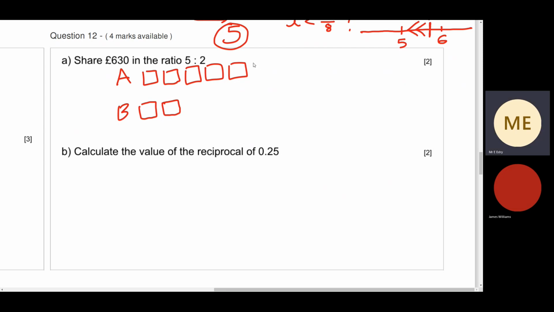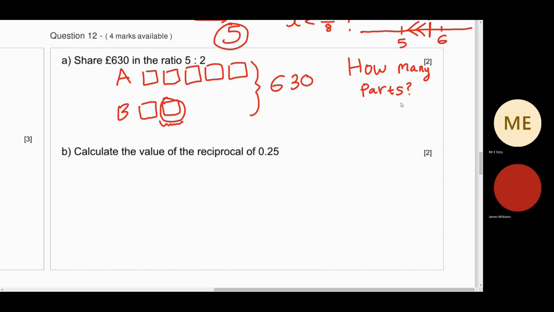Now, the amount of money they're sharing is £630. So what I want to do is work out how much one of these parts is worth. So how do you think I could work out what one of these boxes is going to be worth? So if I look at it, how many parts or how many boxes do I have? There are 7 boxes, right?